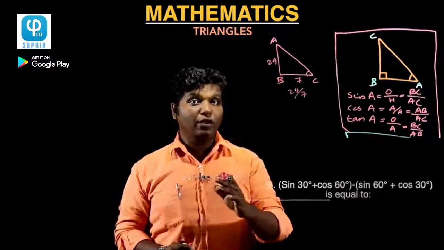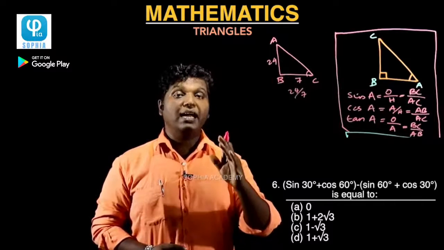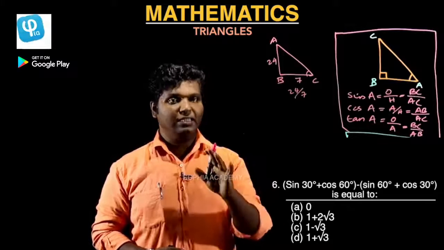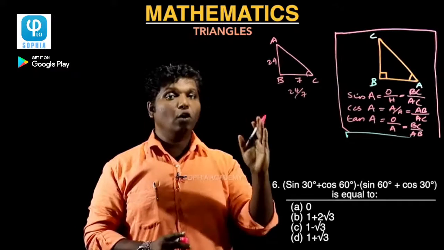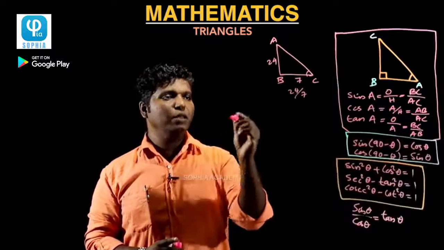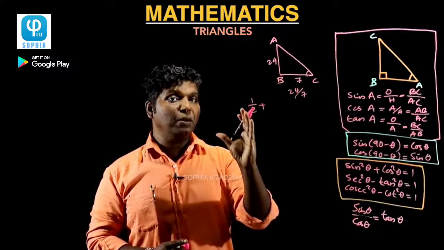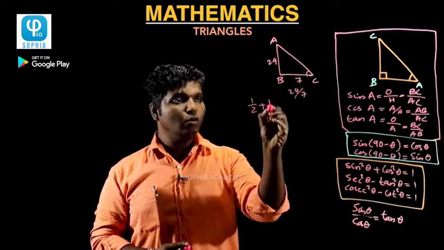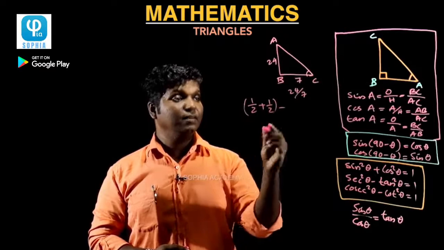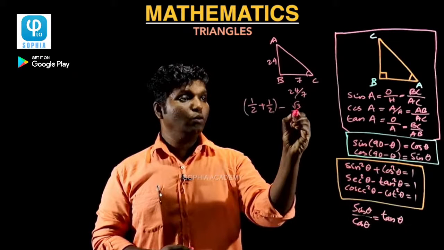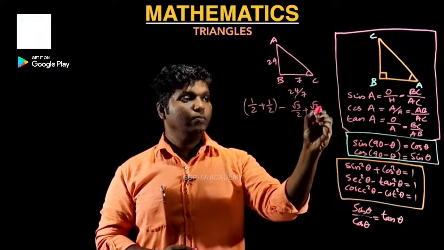Next one, we have to find the value of sine 30 degree plus cos 60 degree minus sine 60 degree plus cos 30 degree. Okay, so sine 30 degree plus cos 60 degree. What is sine 30? It is 1 by 2. So 1 by 2 plus cos 60, which is also 1 by 2 itself. So the first part is over. Minus sine 60 degree, it is root 3 by 2, plus cos 30 degree. Cos 30 is also root 3 by 2.